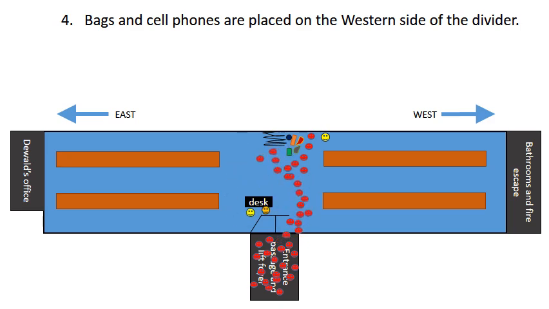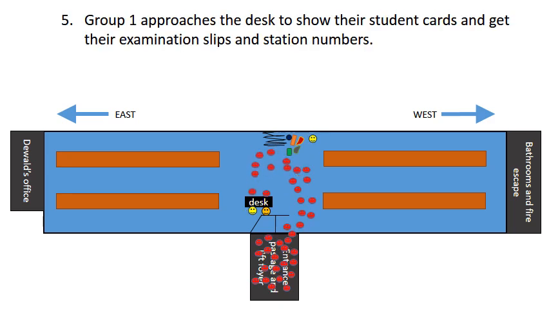Students will put their bags and cell phones and any other communication devices down on the western side of the open divider in the corner. After that they will approach the desk where they will be facing two stations. The first is where their student cards will be examined and confirmed. Then they will go to the second station where they will receive their examination slips and their station numbers.